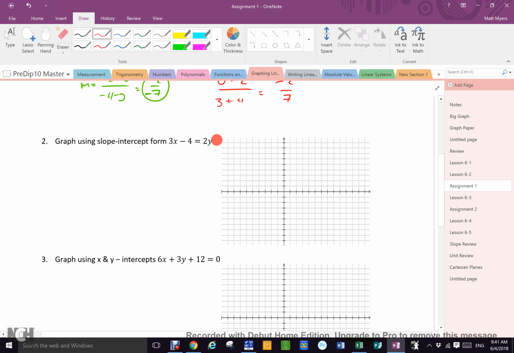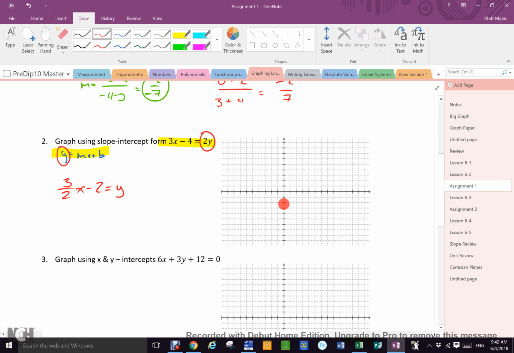Graph using slope-intercept form. Slope-intercept form is y equals mx plus b. What is the difference between that and that? Y is not isolated. So if you make that look like that, you'll be in business. So that is 3 over 2x minus 2 equals y. Now you know the slope and the y-intercept.